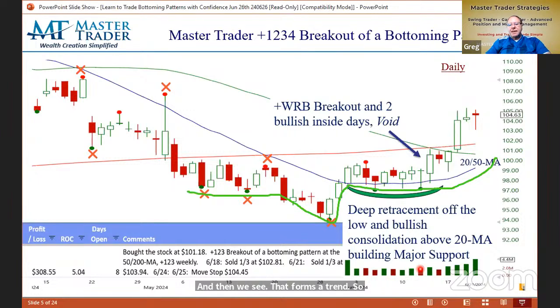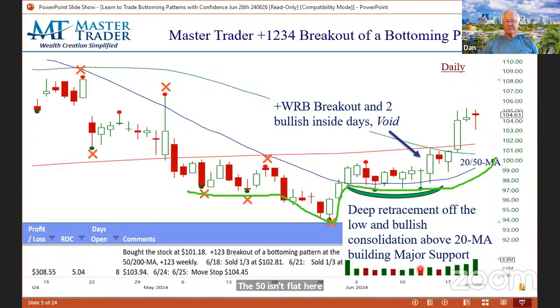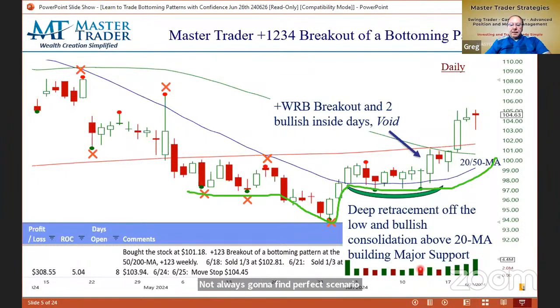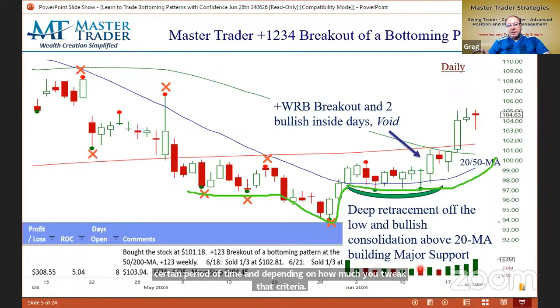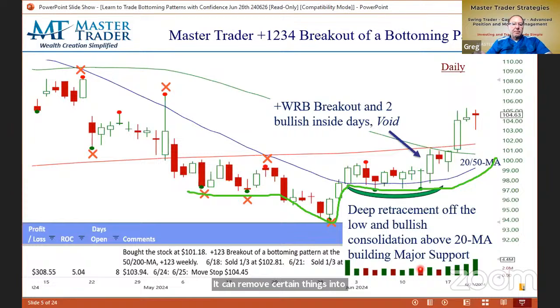So for the bottoming, we just said we want to see the 20 and the 50 flattening out. The 50 isn't flat here. So we're not always going to find perfect scenarios. One of the things someone mentioned was scans, and we use a lot of scans. You can say, I want a moving average to be flat over a certain period of time, and depending on how much you tweak that criteria, it can remove certain things, and to a certain extent, you want that. Other times, you've got to balance it out. So this is a situation where the moving averages could get in your way.